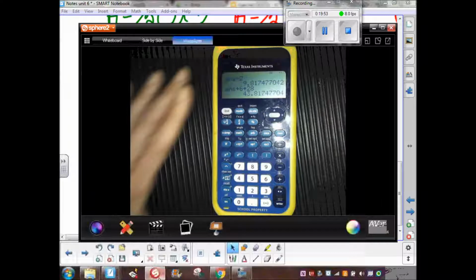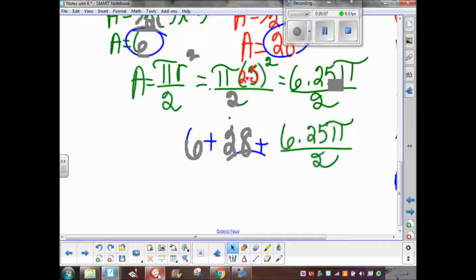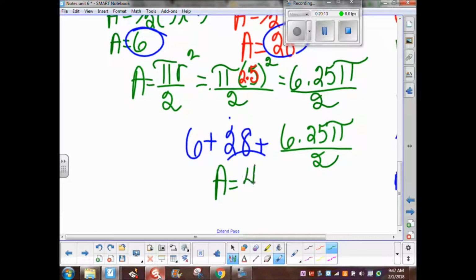Now, what is it to the nearest integer? Careful. Because the 8 in the 10th spot makes it 43 or 44? 44. So you knew there was something, you knew there was a little something else. I know.